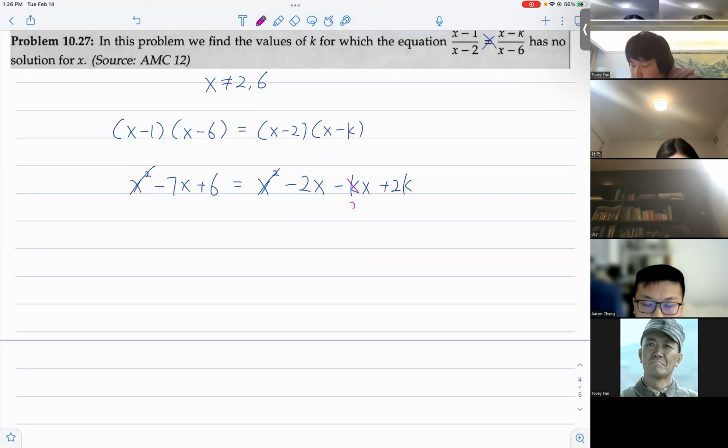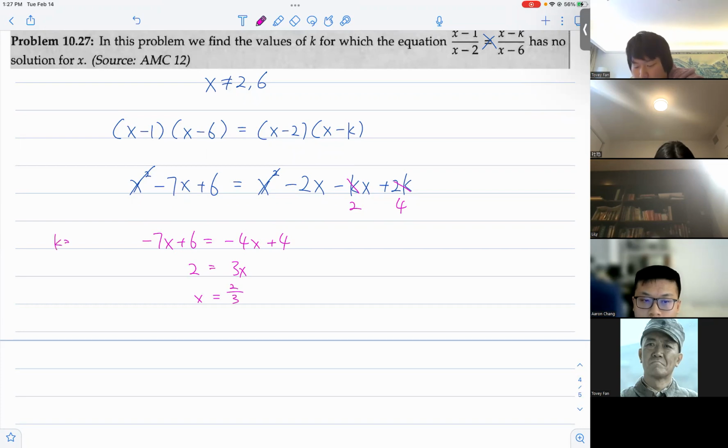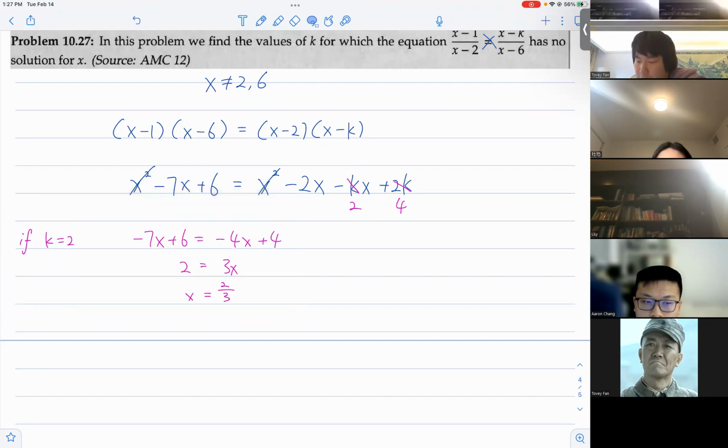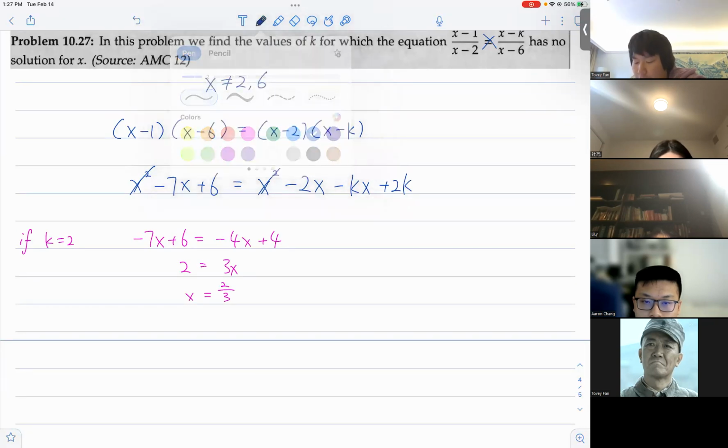Okay, let's say k is 2. And do the same, right? You have negative 7x plus 6 equals negative 4x. You combine like terms plus 4. You move them together. This is 3x. 6 minus 4 is 2. And you divide it by 3. So 2 over 3. This is when k is 2, right? But k is k. That doesn't change anything. You just do whatever you would have done if k is any other number, say k is 2.